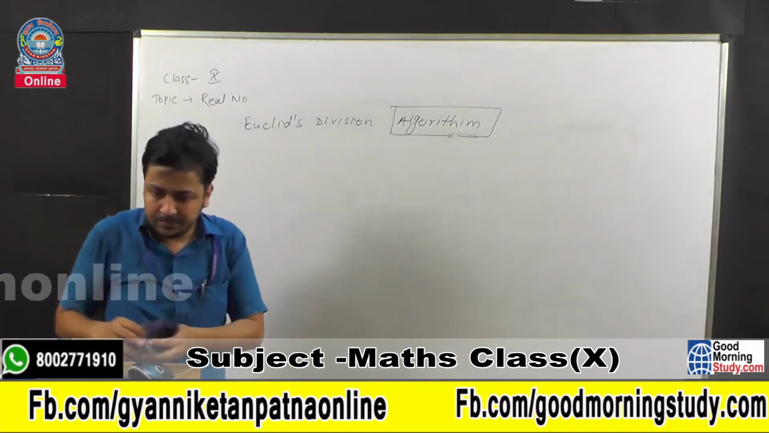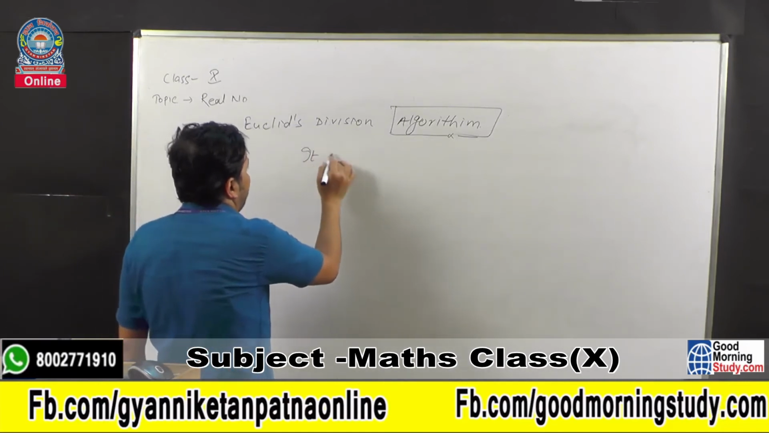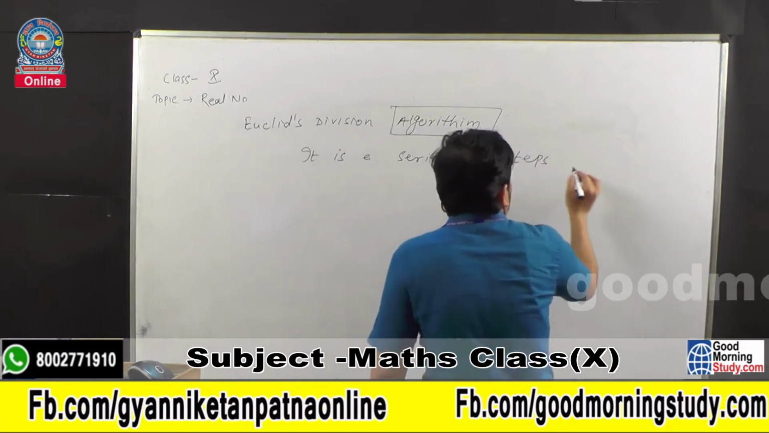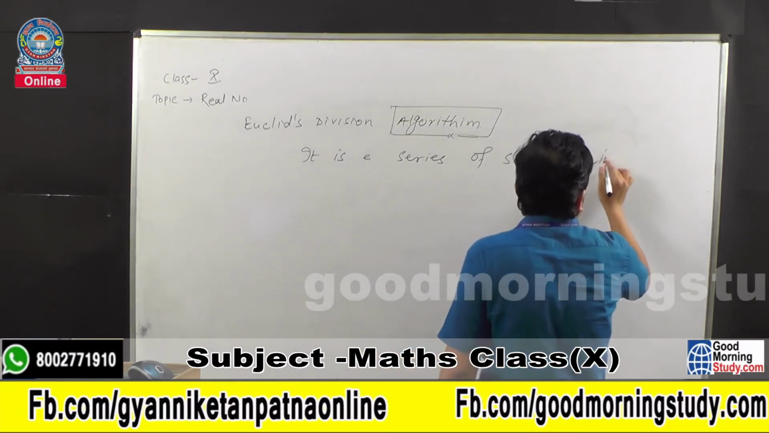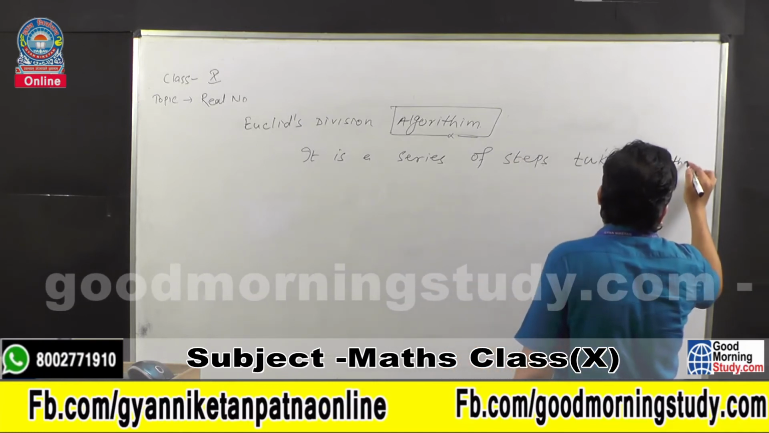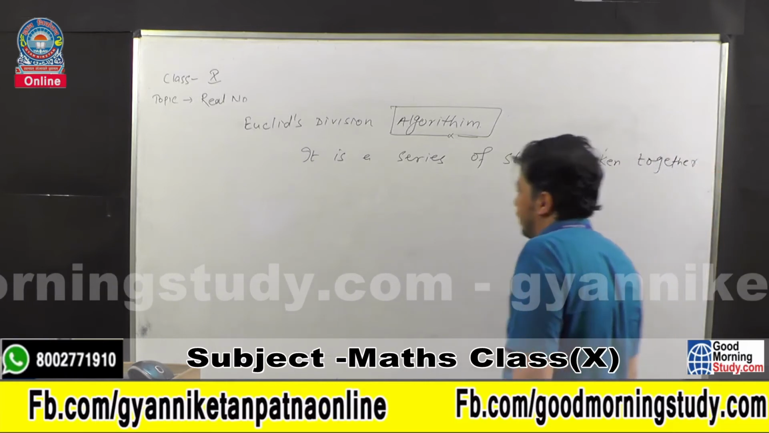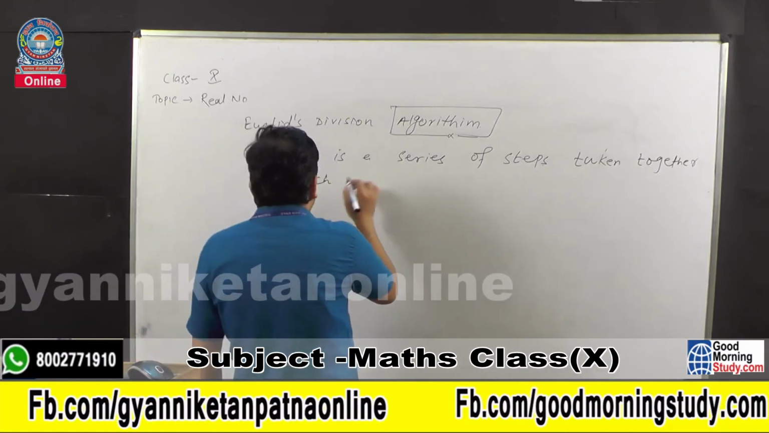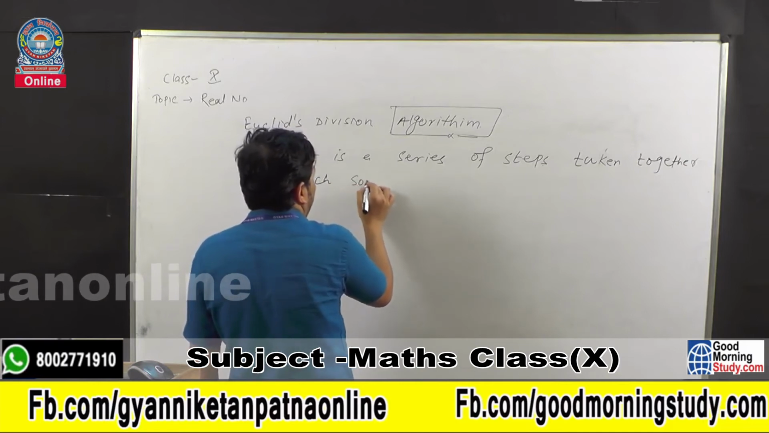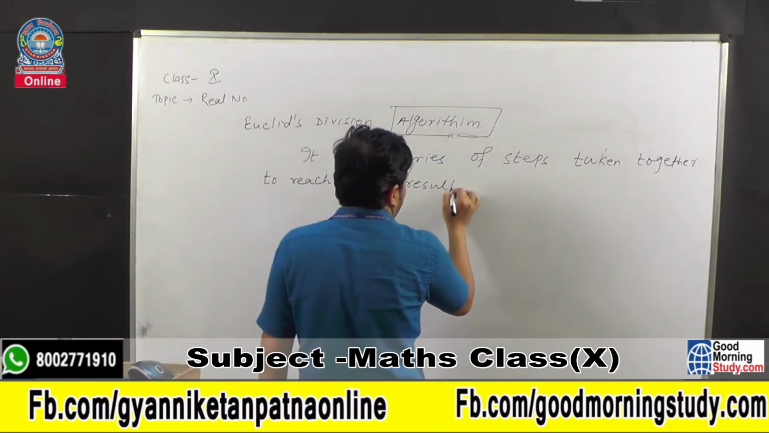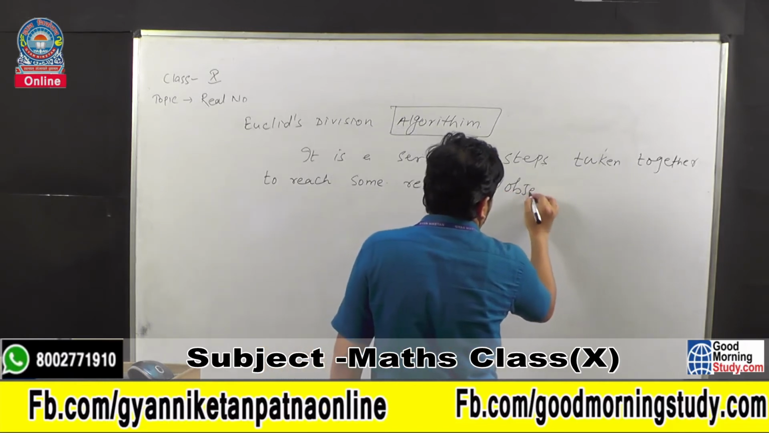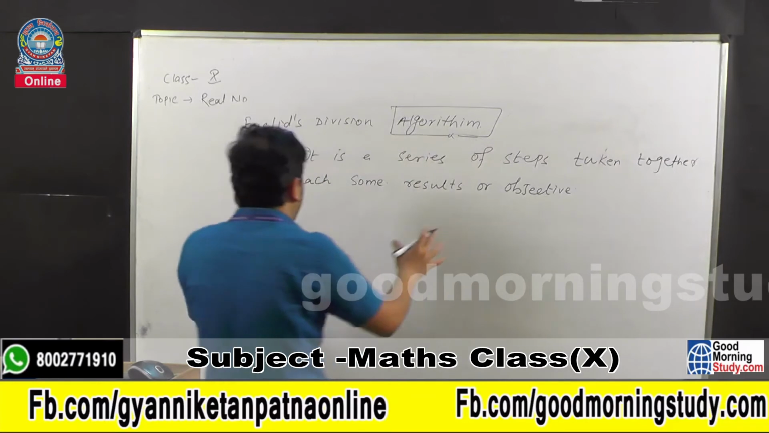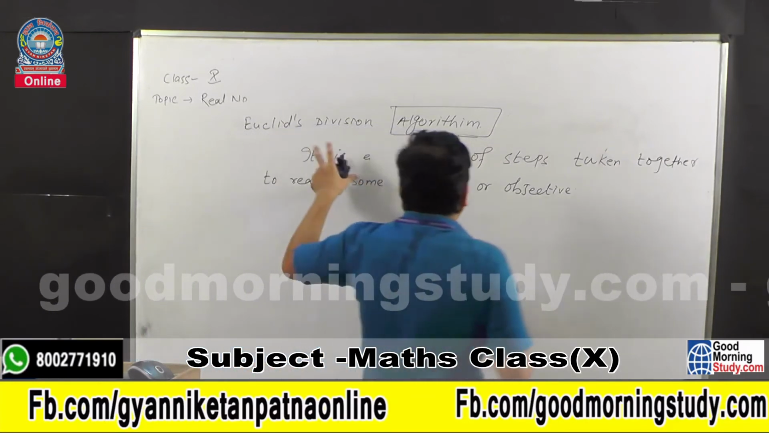Now again I'm just writing the definition. It is a series of steps taken together to reach or to gain some result. You can say result, you can say objective or whatever. इसी को हम लोग बोलते हैं एल्गोरिथम. एंड यूक्लिड्स ने दिया है. ये तो एल्गोरिथम की बात हो गई.